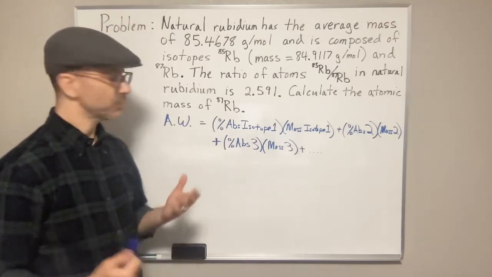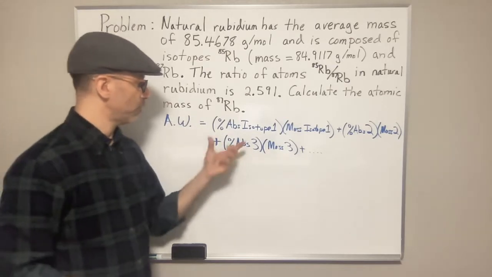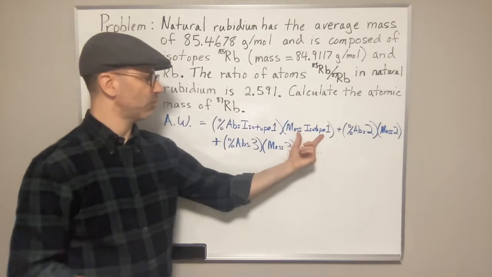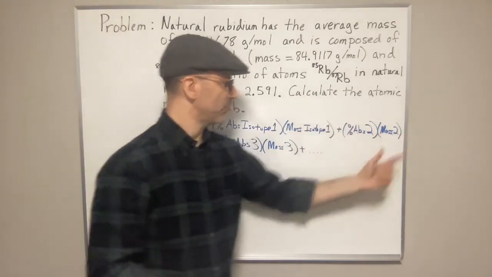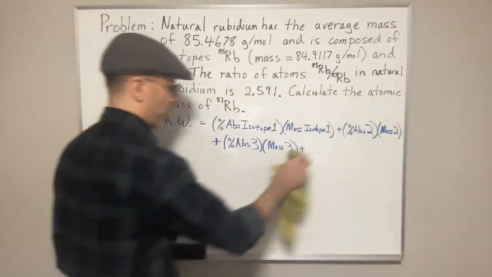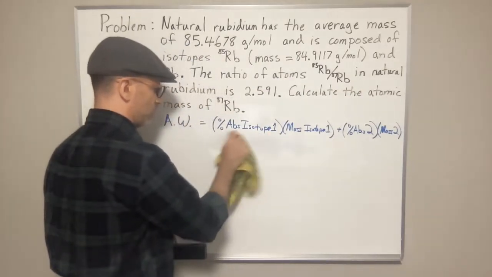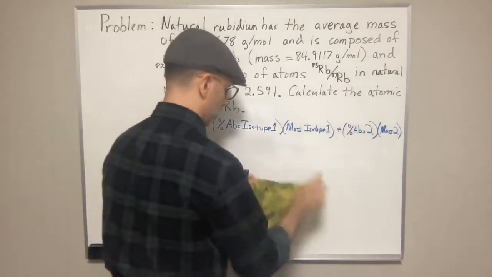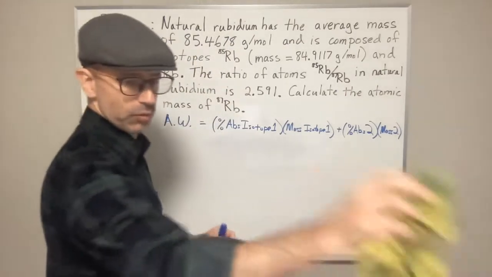Okay, so we have 2 isotopes, so we're not going to use isotope number 3. So we're going to have a percent abundance of isotope 1 multiplied by mass of isotope number 1, and then percent abundance number 2 multiplied by mass number 2. So we don't need any more than that. So we can erase this to save us some room. Looks like we got some blue purple left over.